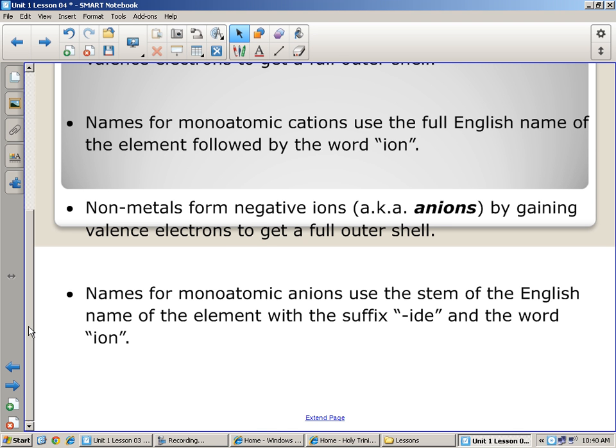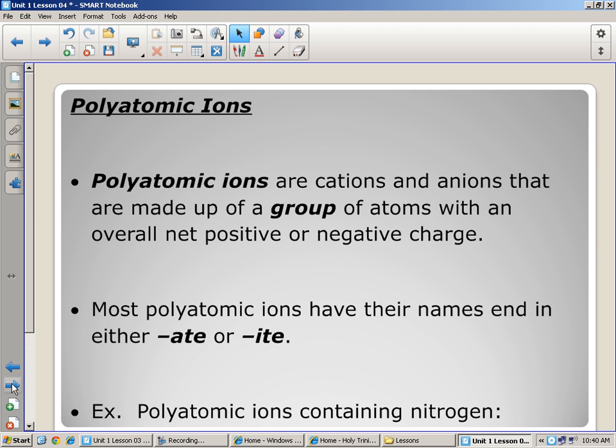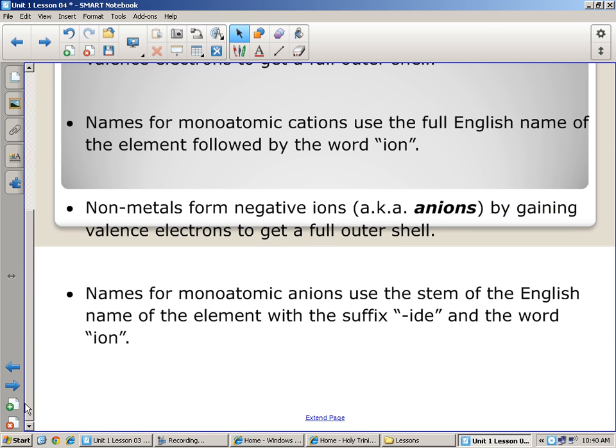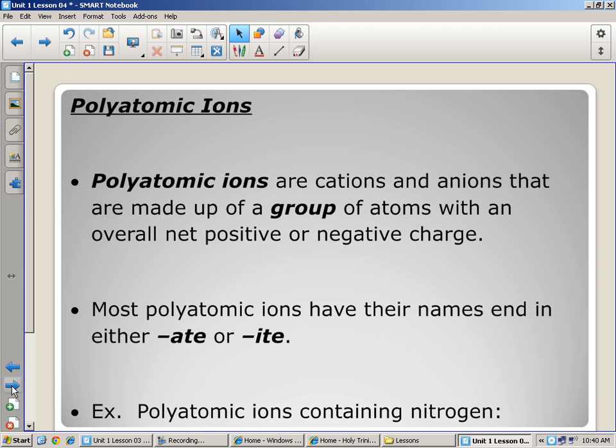Okay, so if I say nitride, go to the right side, that's the nitrogen atom with the charge. Now, polyatomic, are we done this one? I think so. Yeah, we are. Polyatomic ions.